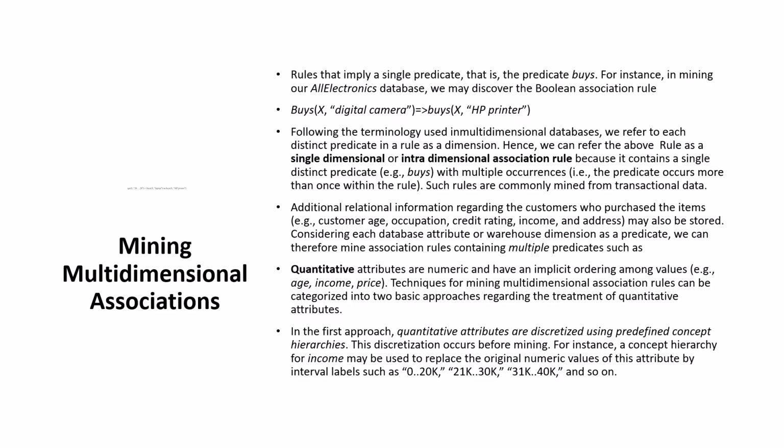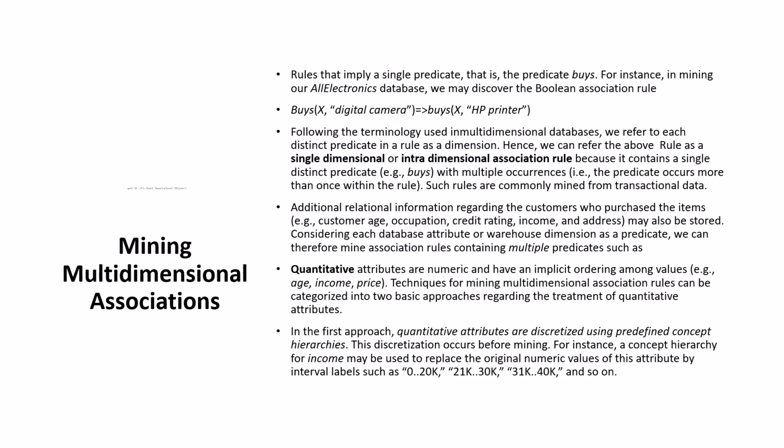For instance, in mining our electronic shop database, we can discover the Boolean association rule: buying a digital camera by X, then buying a printer also by X. Following the terminology used in multi-dimensional databases, we refer to each distinct predicate in the rule as a dimension. Hence, we can refer to the above rule as a single-dimension or intra-dimensional association rule because it contains a single distinct predicate with multiple occurrences.